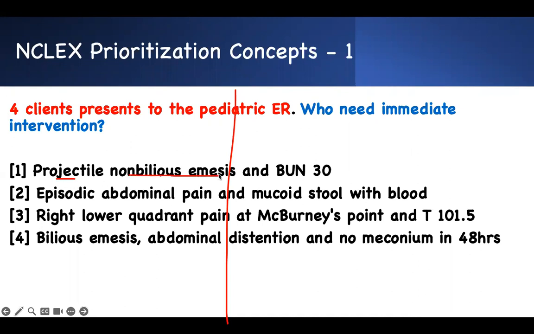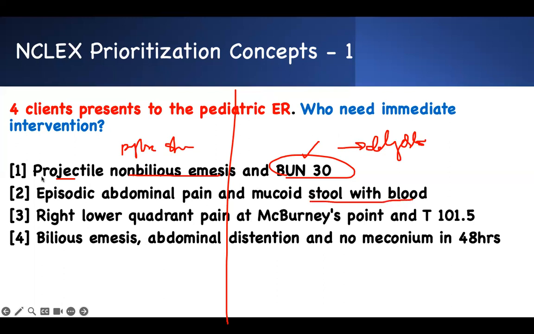Projectile non-bilious emesis and a BUN of 30. You have to make the diagnosis. What disease process gives you projectile non-bilious emesis? This is pyloric stenosis. And BUN 30 means the kid is dehydrated. That's all he's saying. Episodic abdominal pain and mucus stool with blood. Those are buzzwords. This is intussusception, and this is currant jelly stool. That's what the patient is having.